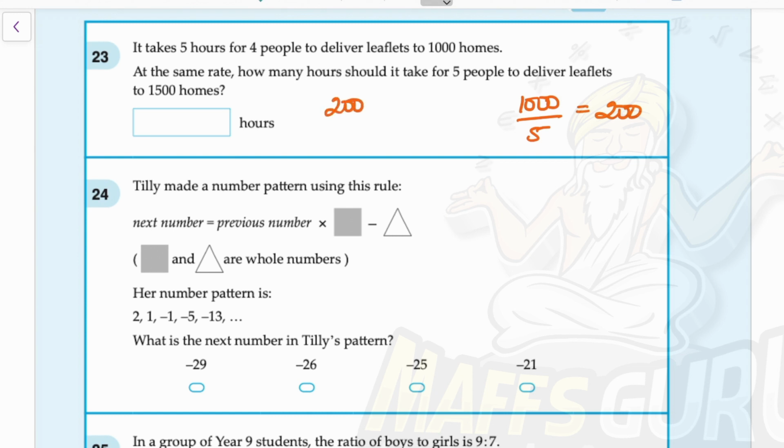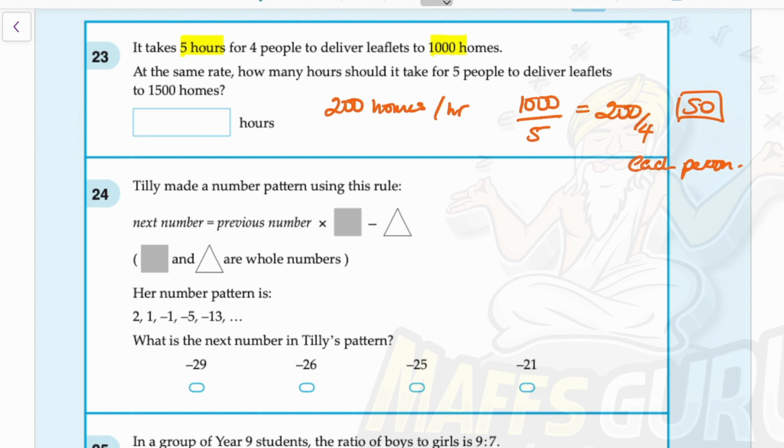So it was 200 homes per hour, right? Because we had 1,000 homes, it took us 5 hours. 1,000 divided by 5 is 200, right? At the same rate, how many hours should it take for 5 people to deliver leaflets? So I suppose the question is, if there were 200 per hour and 4 people were delivering them, I'm going to divide that by 4, which gives me each person does 50 per hour.